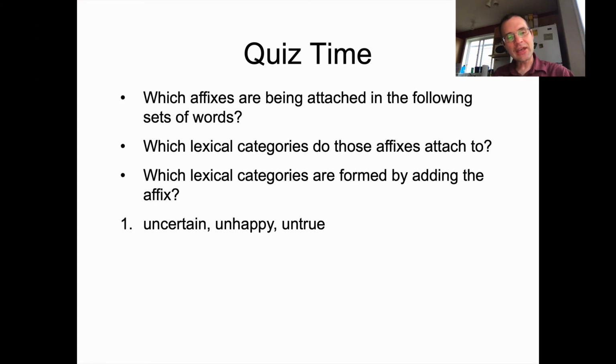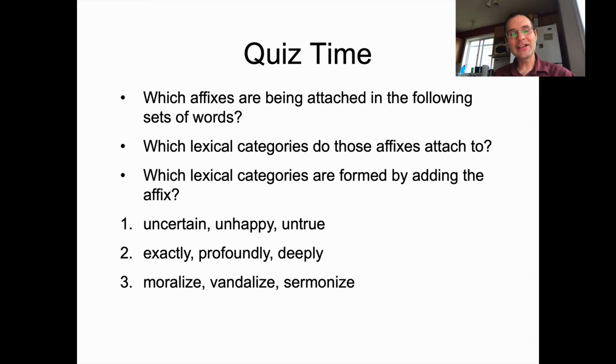Okay, so the first set is uncertain, unhappy, untrue. The second set is exactly, profoundly, and deeply. The third set is moralize, vandalize, and sermonize. And the last set is deconstruct, decode, and derail.